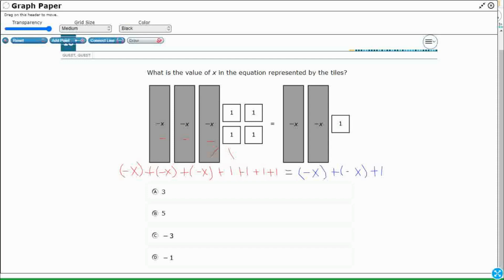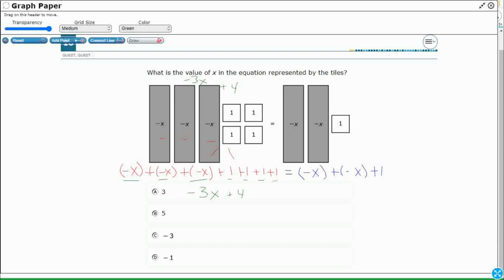Now, obviously, that's kind of messy, so let's simplify this, and I'll go with green here. How many negative x's do I have on the left side? I've got 1, 2, 3. So I'm going to say negative 3x, because 3 negative x's would be 3 groups of a negative x. How many 1's do I have? 1, 2, 3, 4. So I'm just going to say plus 4. So all of this is negative 3x plus 4.